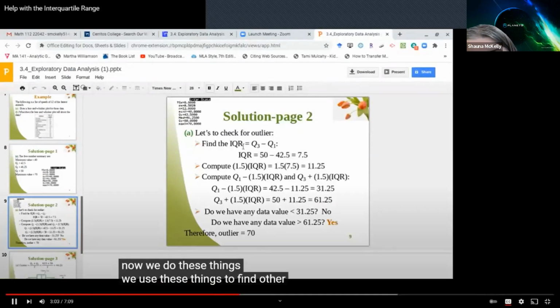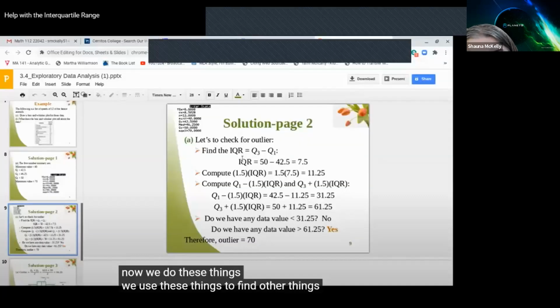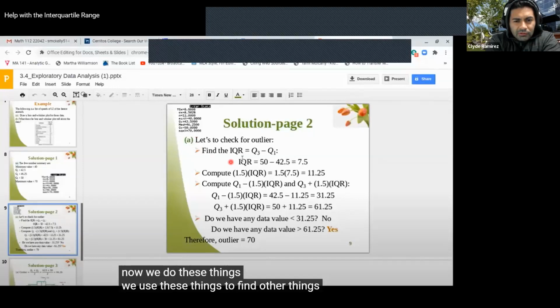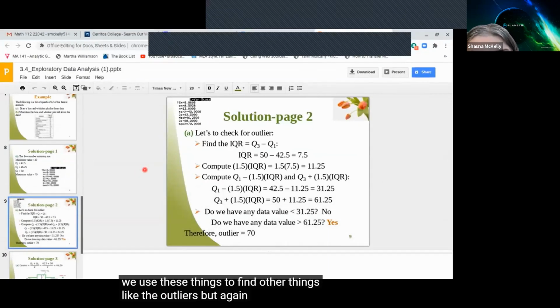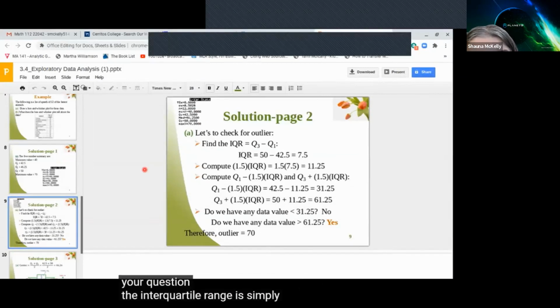Now, we use these things to find... Oh, I'm talking about this now. The IQR that I got was from here. It's the difference between, and I just did the 5-number summary just like you did. This is not the main reason I'm showing you this video, but it's appropriate, like the outliers, but again, that's not your question. The interquartile range is simply Q3 minus Q1.